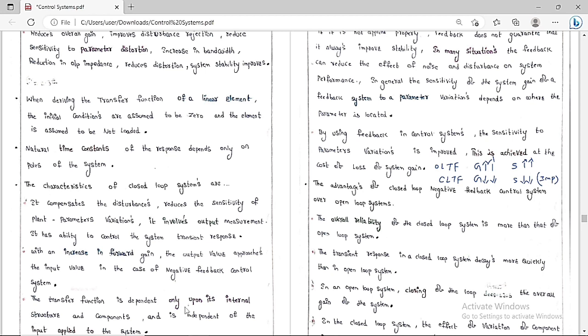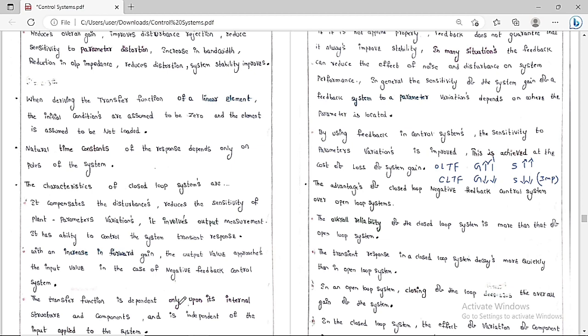So we can say the sensitivity is improved. Sensitivity is improved. So why is it like this? Because the gain is also decreased. So now the next point is the advantages of the closed loop negative feedback control systems over open loop systems.